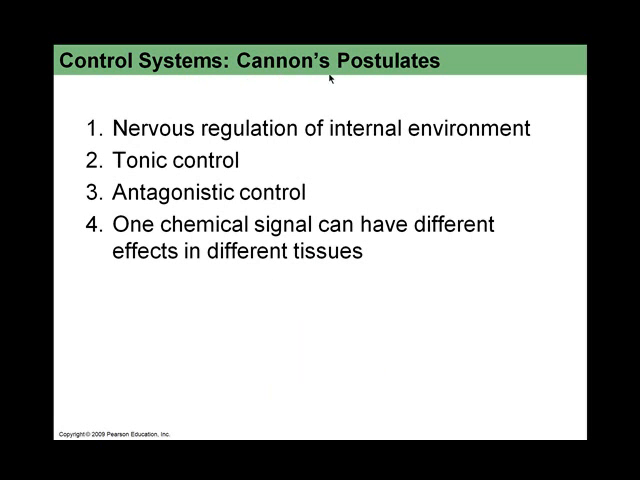So let's think of Cannon's postulates in this context of control systems. The nervous regulation of the internal environment is key to this. There's going to be tonic control, so there's a baseline level for everything. The antagonistic control to keep it from going out of range. And then one chemical signal can have different effects in different tissues.